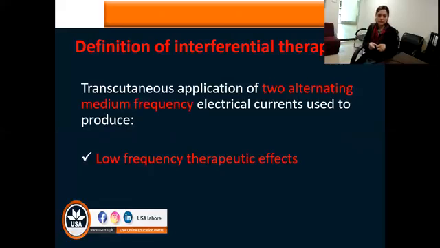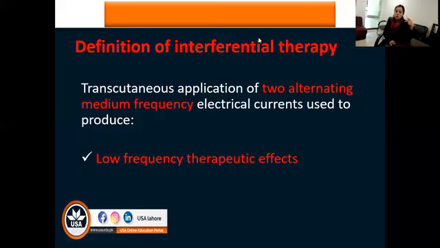Fine. So it is the transcutaneous application of two alternating medium frequency currents used to produce low frequency currents. In this type of current, that is interferential current, we use two currents at the same time, and these two currents are of two different intensities, and we apply them over the tissues. Ultimately, the two medium frequency currents are going to penetrate through the tissues and give us low frequency currents.